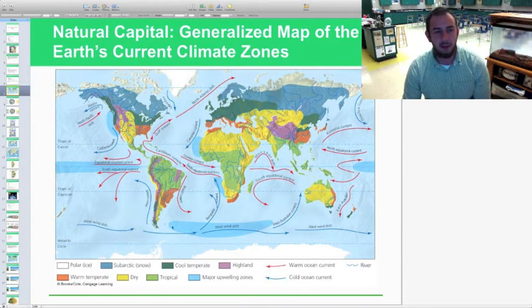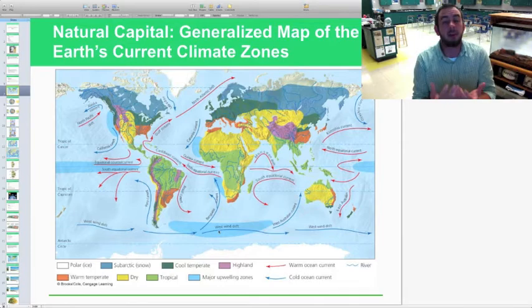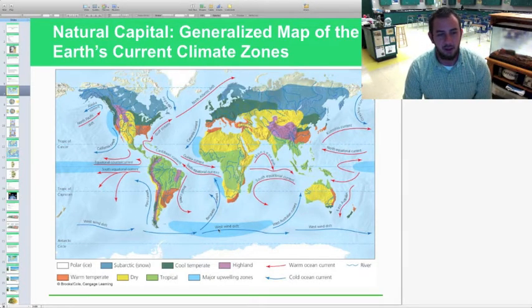We have cool temperate, which is kind of up here in the New England area and Michigan, where I'm from. Tropical is down in Mexico, South America, Africa, even over in India and China. And we have highland, which is up in the mountain areas, the mountainous taiga type forest, and even some major upwelling zones. Upwellings are where nutrients from the bottom of the ocean really come up because of ocean currents and winds causing them to come up to the surface of the ocean.